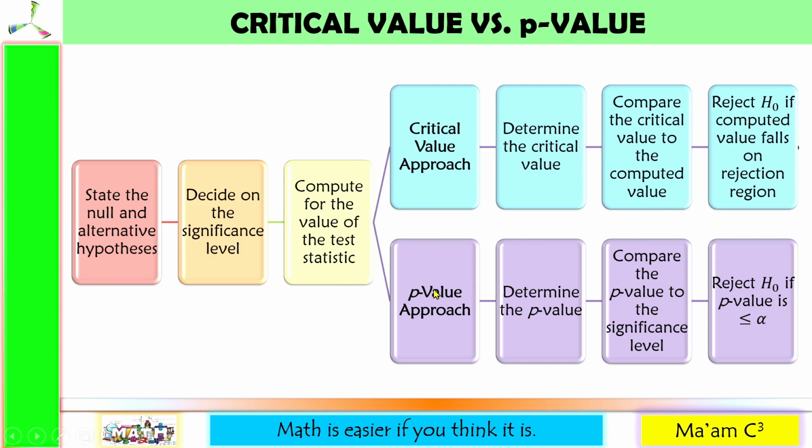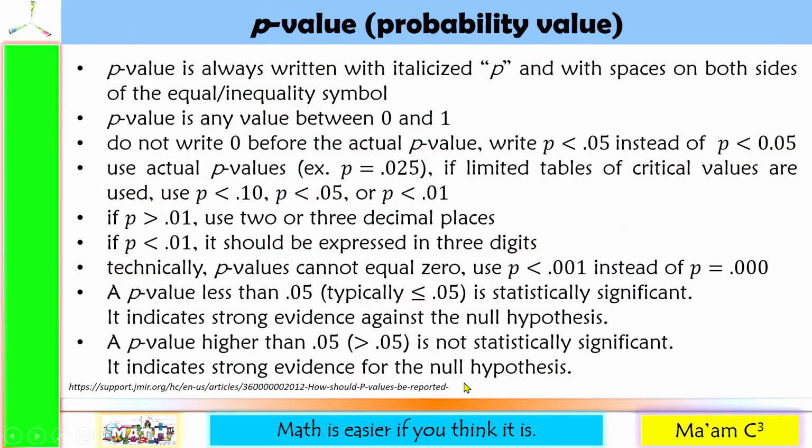If you choose the p-value approach, the first thing to do is to determine the p-value. And then you compare that with the significance level from step 2. If the p-value is less than or equal the significance level, we reject the null hypothesis. Whatever you choose from these two approaches, it will yield the same decision and conclusion. I'll prove that to you later. For the meantime, let's dig deeper on p-value.